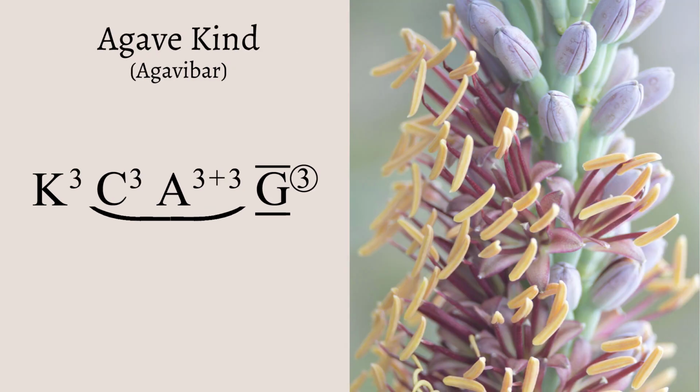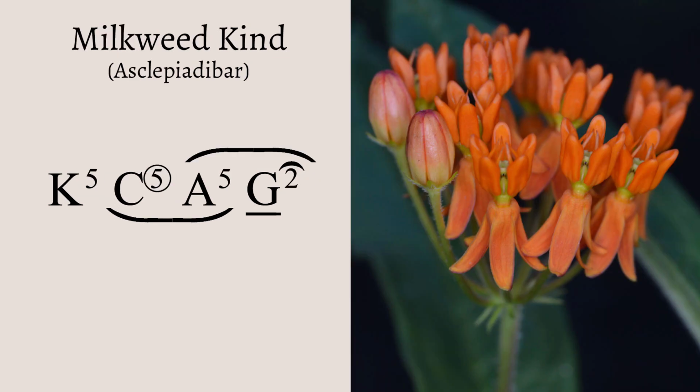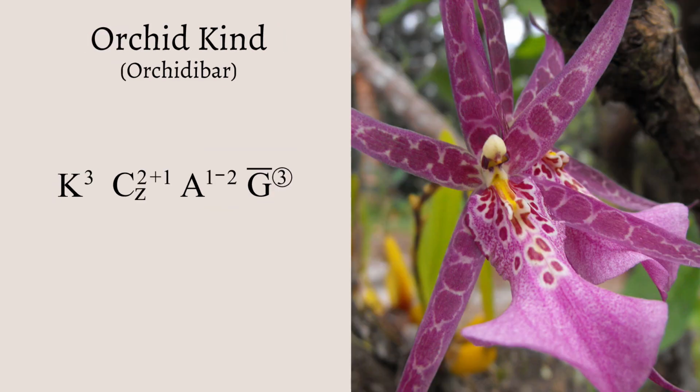The agave kind contains a calyx of 3 sepals, a corolla of 3 petals, an androecium of 6 stamens in 2 layers of 3, and a gynoecium with 3 united carpels. The interesting milkweed flower has a calyx of 5 sepals, a corolla of 5 united petals, an androecium of 5 stamens, and a superior gynoecium with 2 united carpels. The orchids have a calyx of 3 sepals, a corolla of 3 zygomorphic petals, 2 lateral and 1 labellum, an androecium of 1 or 2 stamens, and an inferior gynoecium with 3 united carpels.